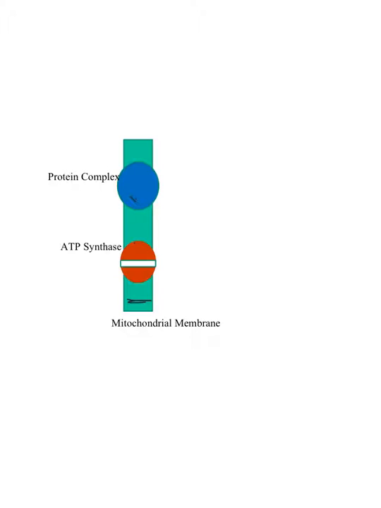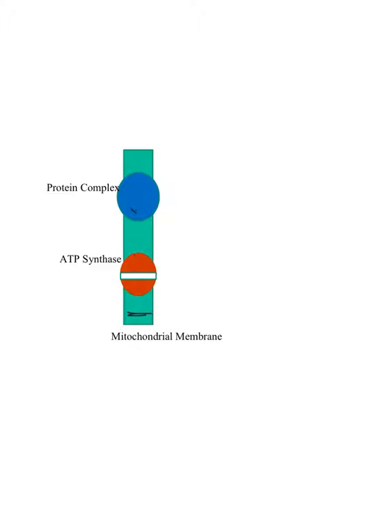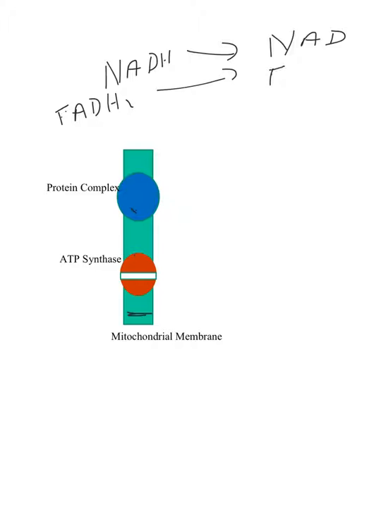There are various protein complexes that are designed to strip off hydrogen from either NADH or FADH2, converting these back into NADs, which can be used and reused over again, and FADs. Leaving a bunch of hydrogen ions on this side of the membrane.